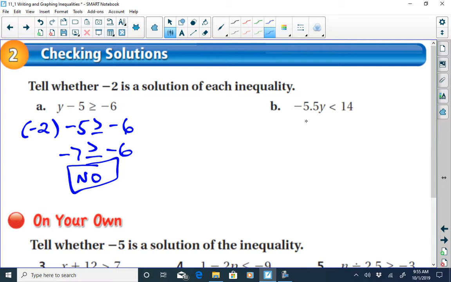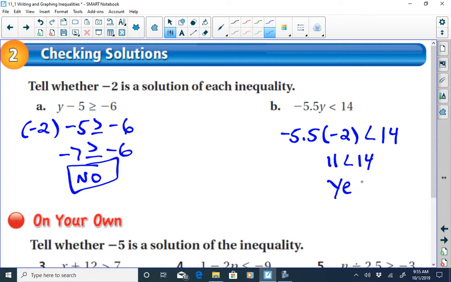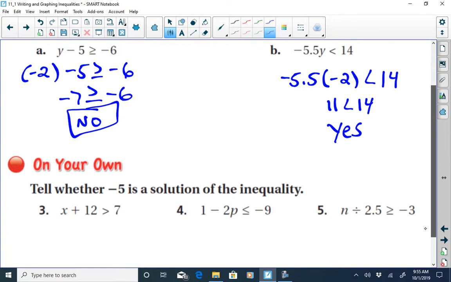We try our next example with negative 2 once again. We have negative 5 and 5/10 times negative 2, is that less than 14? Well, what's negative 5 and 5/10 times negative 2? Well, that's going to be 11. Is 11 less than 14? The answer is yes. So negative 2 is a solution of that inequality.